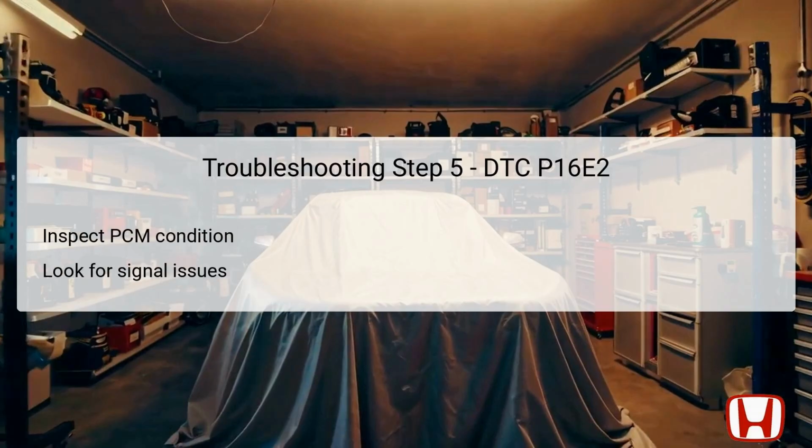In the fifth troubleshooting step, the focus turns to the PCM itself. If all preceding components and connections have been inspected and found to be functioning correctly, yet the issue persists, it may indicate a problem with the PCM. The PCM, or Powertrain Control Module, serves as the vehicle's brain, managing data from various sensors and controlling engine performance accordingly. A malfunctioning PCM might not be able to interpret the signals being sent by the alternator accurately.